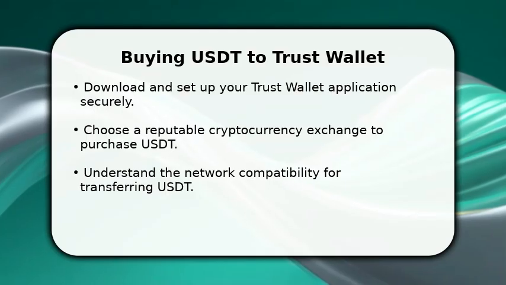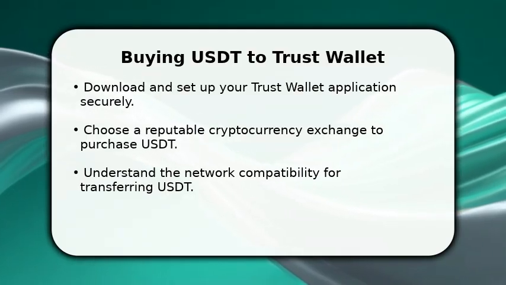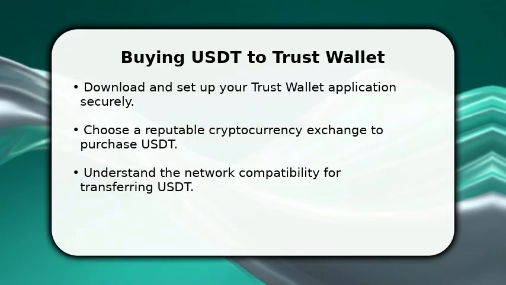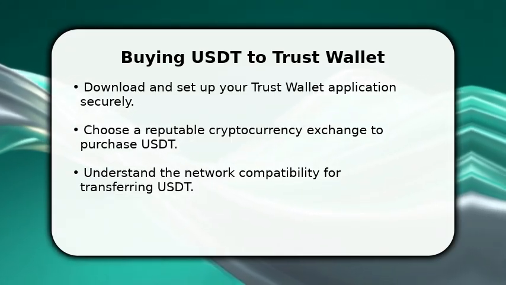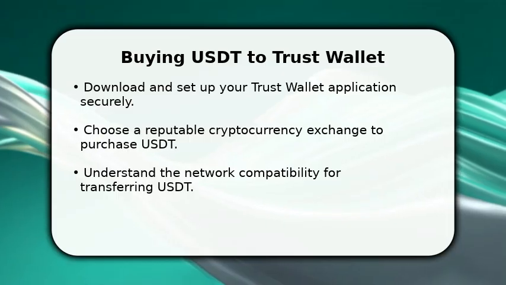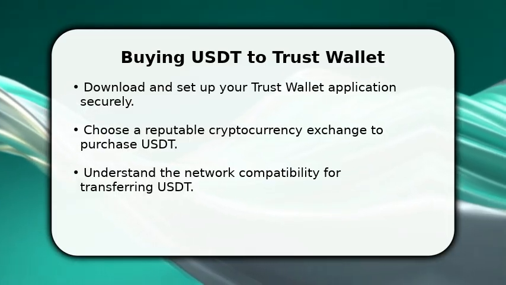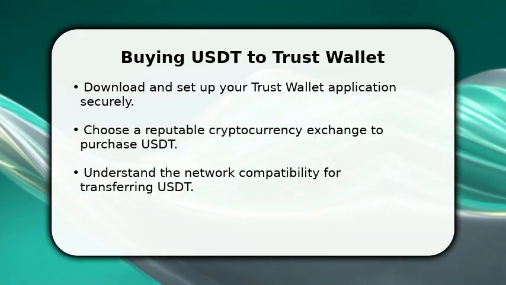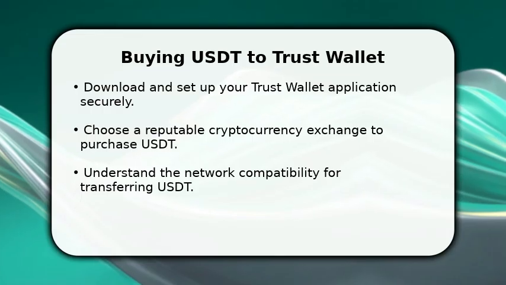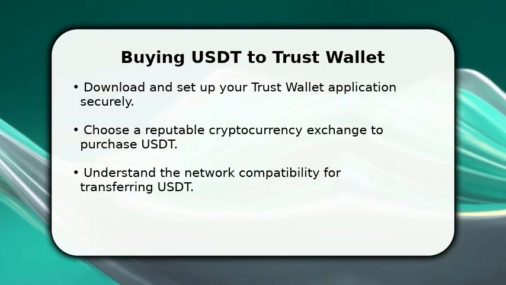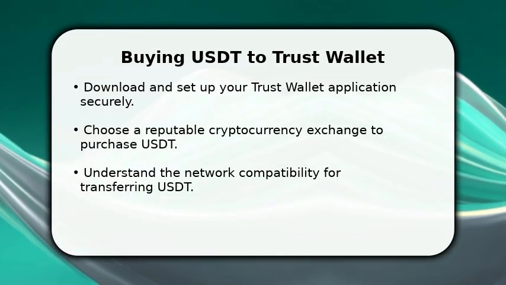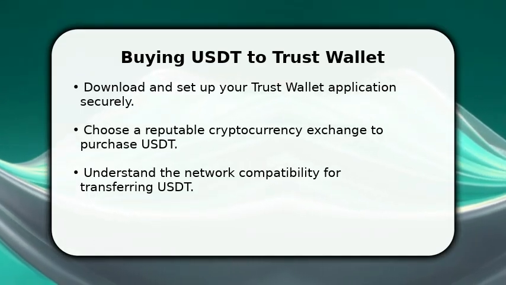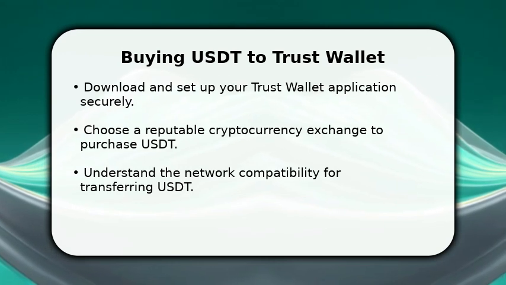In this video, I will explain how to buy UST to Trust Wallet. First, ensure your Trust Wallet is properly set up and secured on your device. Next, you'll need to select a reliable cryptocurrency exchange where you can purchase UST. It's crucial to verify the exchange supports the specific network you intend to use for transferring your UST, such as TRC20 or ERC20, to avoid any issues during the process. This initial setup is vital for a smooth transaction.